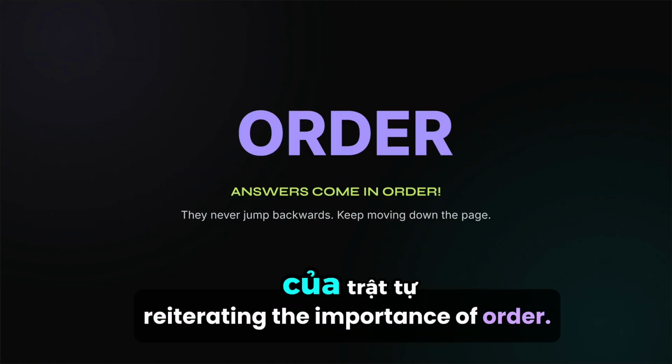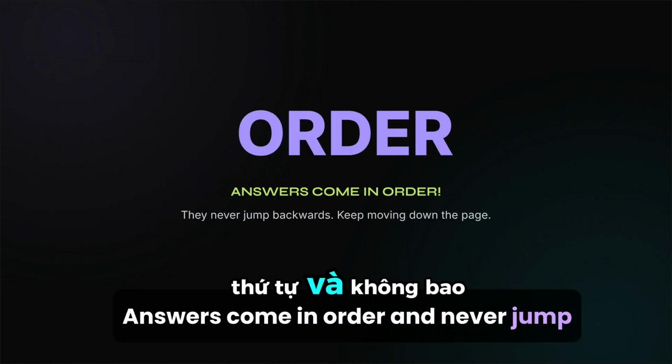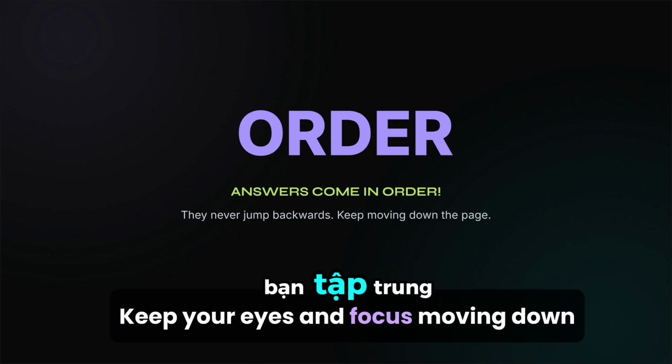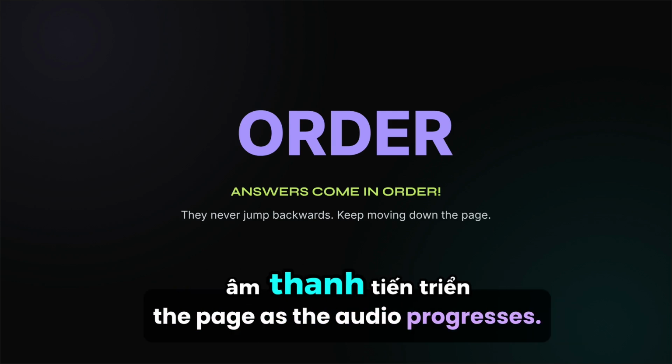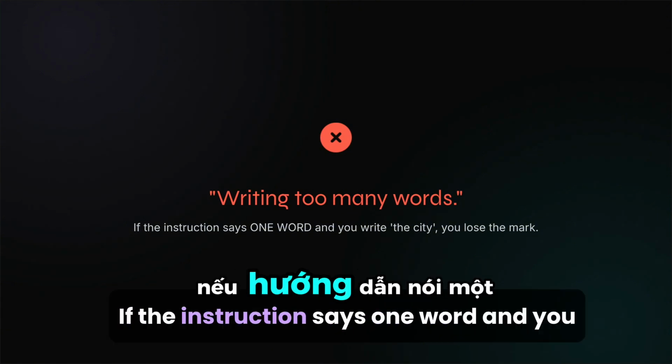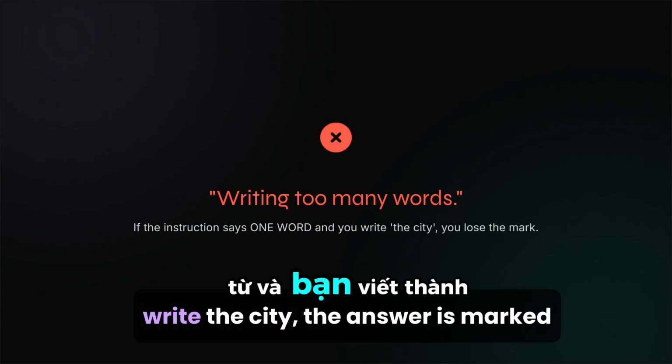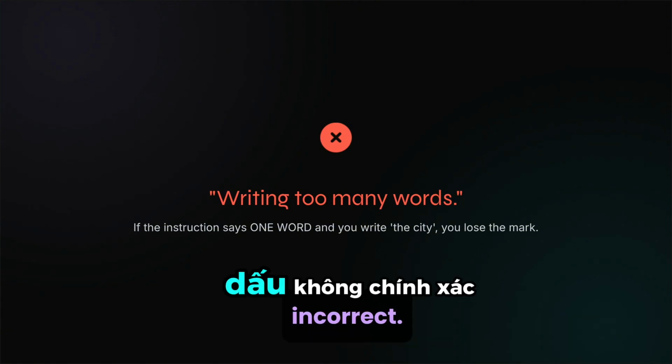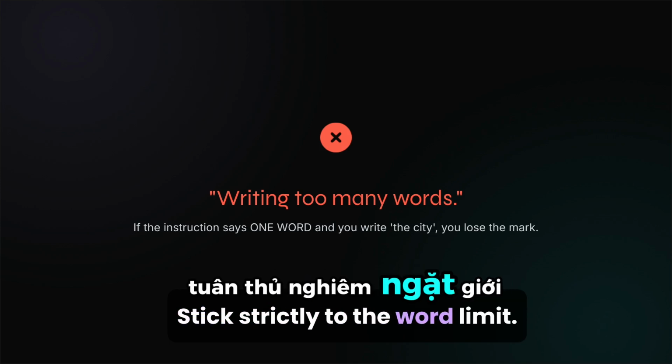Reiterating the importance of order. Answers come in order and never jump backward. Keep your eyes and focus moving down the page as the audio progresses. The most common mistake is writing too many words. If the instruction says one word and you write the city, the answer is marked incorrect. Stick strictly to the word limit.